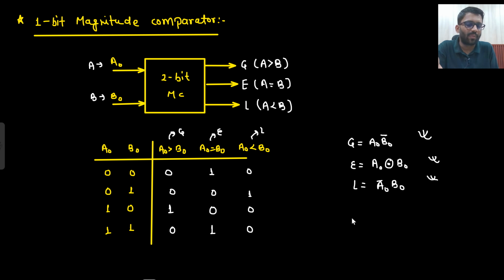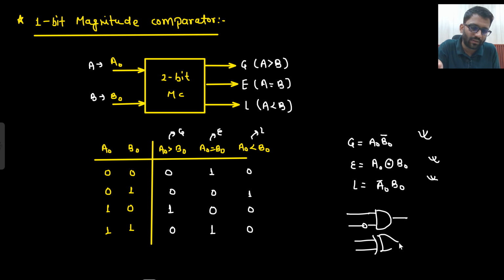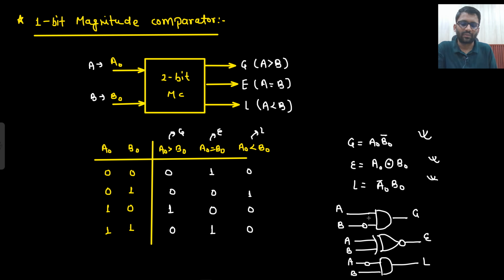This we can easily make from logic gates. How will you make it? For greater, this is how you can make it. Inverter, and then there is an AND gate, and for equal simply you can use an XNOR gate, and for this you can use another AND gate. So basically A, B, A, B, A, B. Here you will get greater, here you will get equal, here you will get lesser. So just you pick that in a box and that would be your gate. Okay, that would be your combinational circuit.